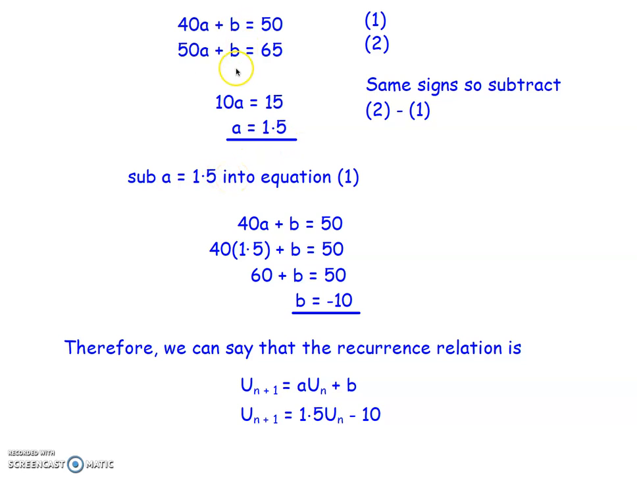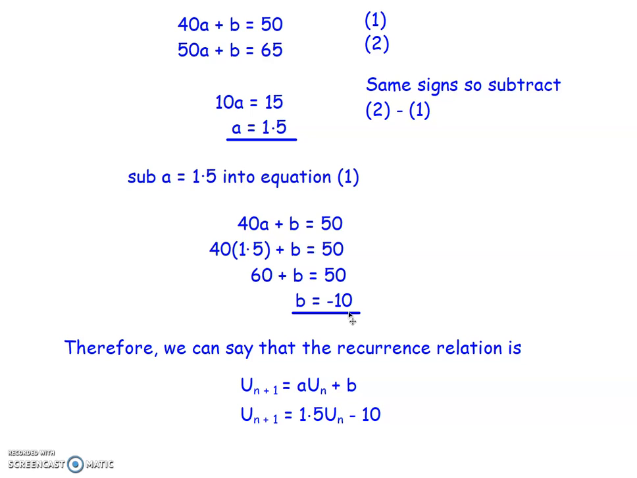I also want to find b, so I can take any of the equations above. I'm going to take this first one, 40a + b = 50, because the numbers are a bit smaller. I substitute in 1.5: 40 times 1.5 plus b equals 50. 40 times 1.5 is 60. 60 + b = 50. I subtract 60, giving me b = -10.